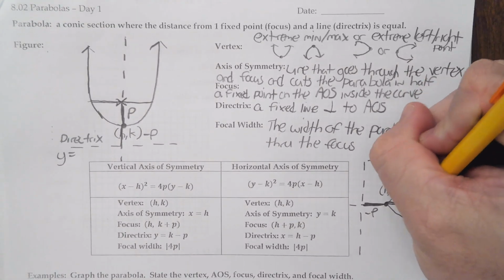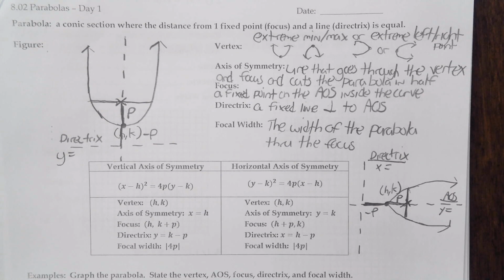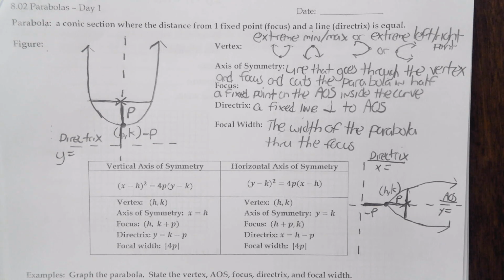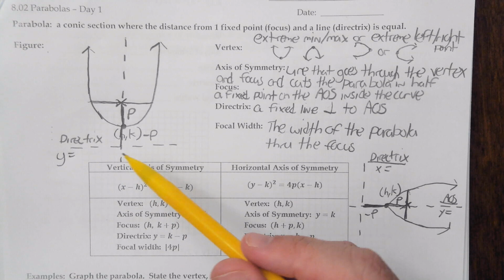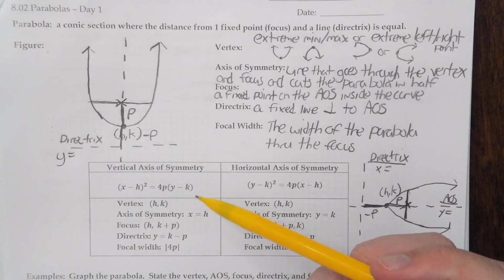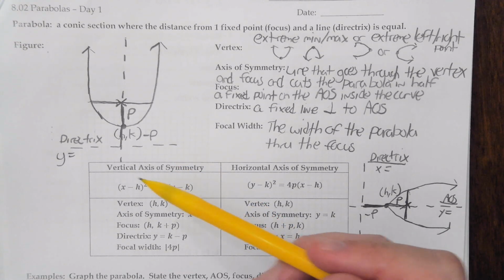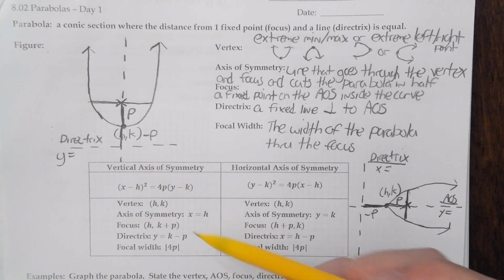Our focal width goes right through the focus. It's just the width of the parabola through the focus. As you can see, we've got a lot going on here. When we have a vertical axis of symmetry, here's our formula right here. This puts it all together for you, and I listed it all on the chart here.